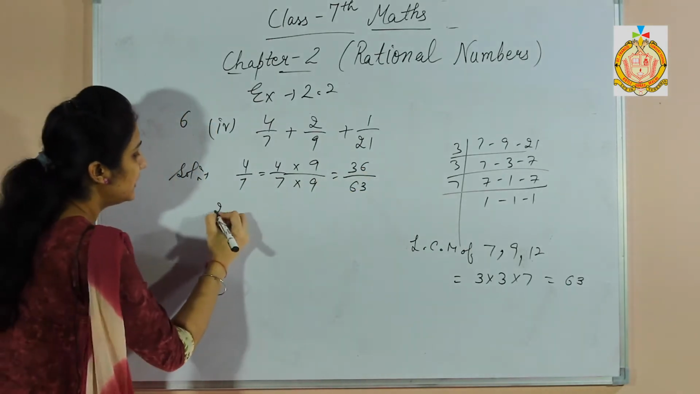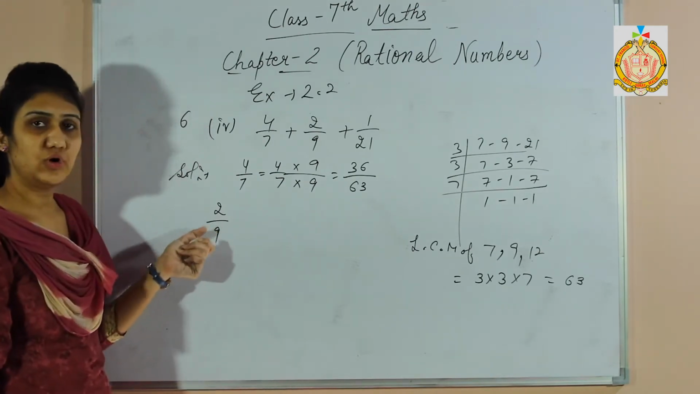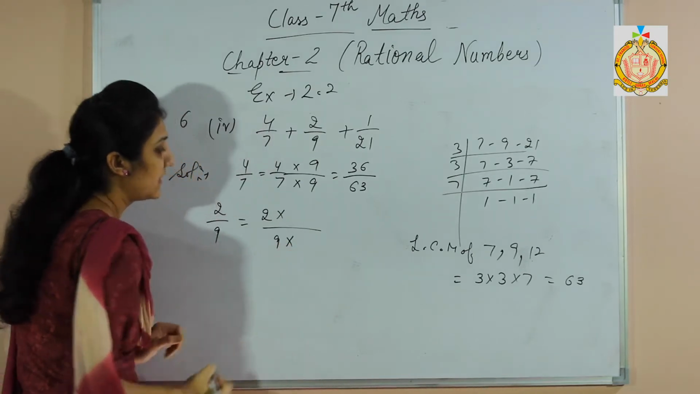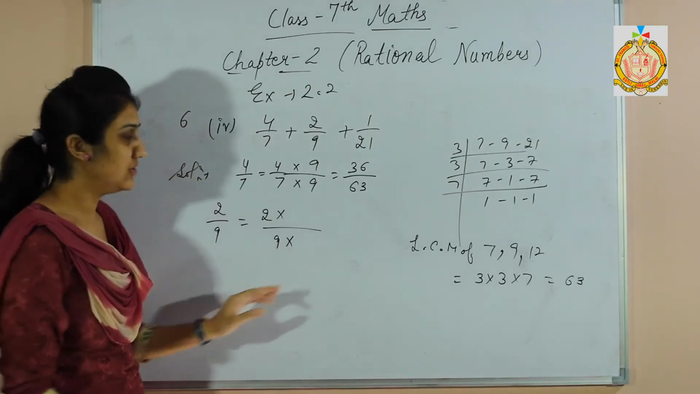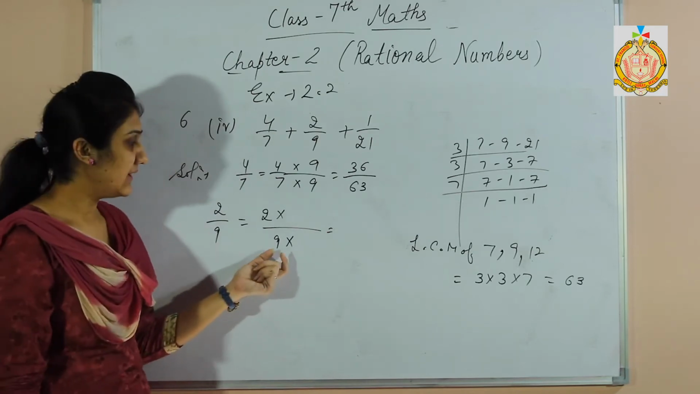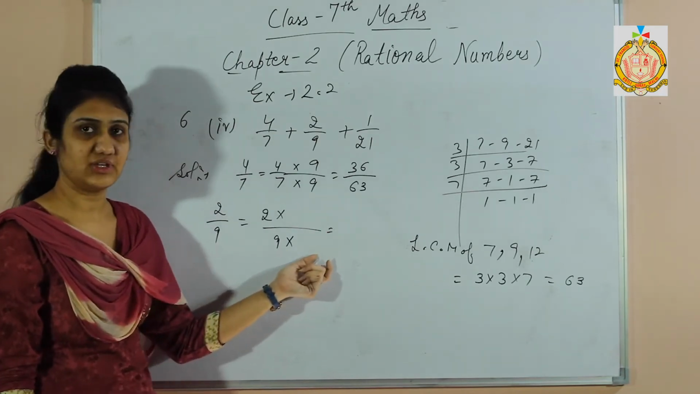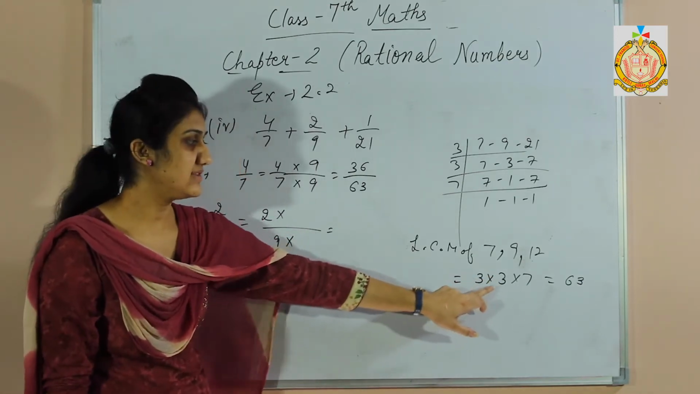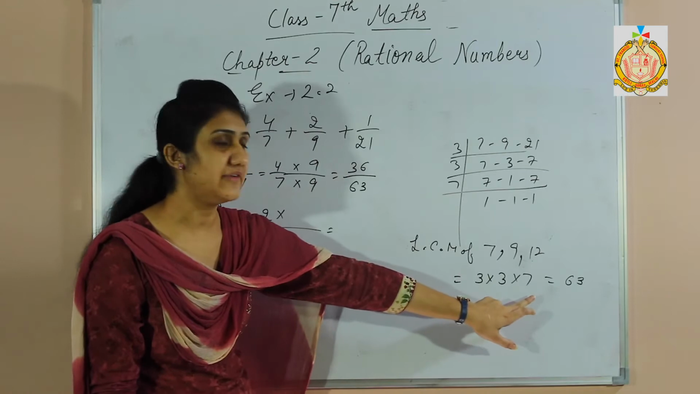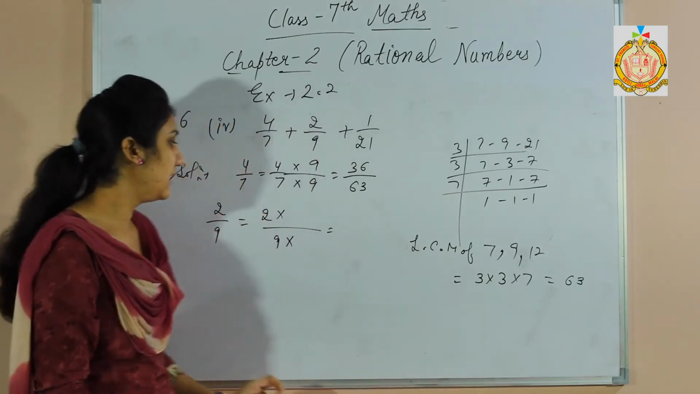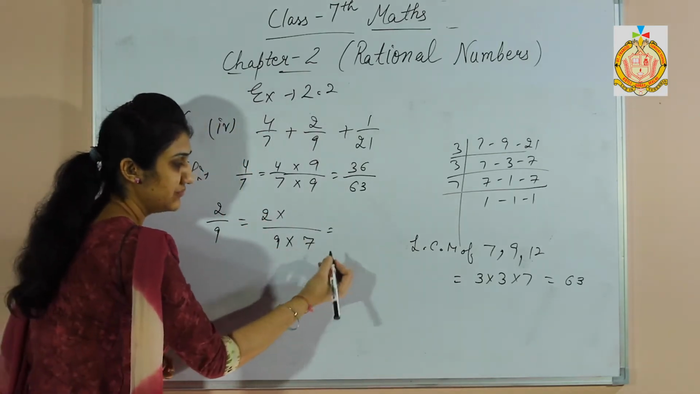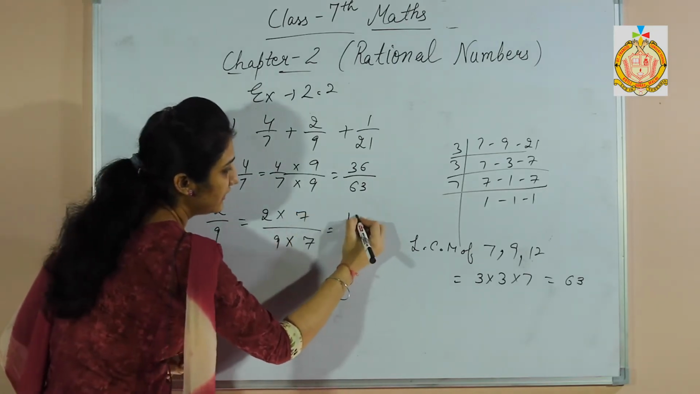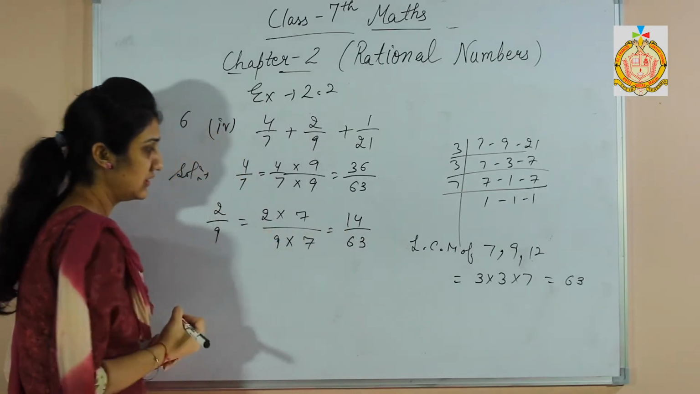Again we have to make the equivalent fraction for 2 upon 9. Now we have to make it 63 denominator. By which number do we multiply 9 to get the denominator 63? Here you can see, if we divide this number with 9, these 3 into 3 would cancel out and we will be left with only 7. So we will have to multiply 9 with 7. If we multiply the denominator, again multiply the numerator, that is 14 upon 63.